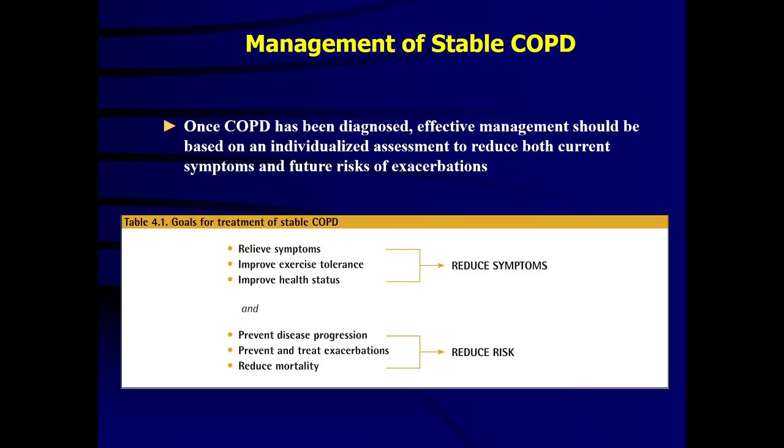The only thing that can prevent the disease progression is stopping smoking, or if the COPD is related to other factors like coal mining or occupational things, then to change the occupation of the patient. All other treatments can improve the symptoms, but they will not stop the progression of the disease.